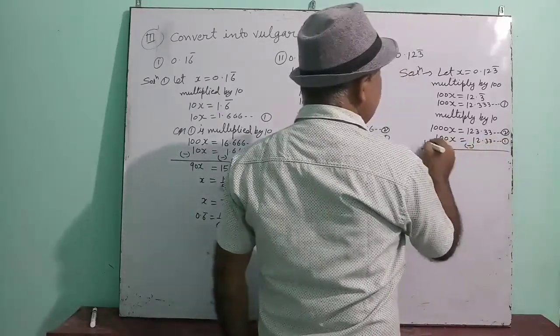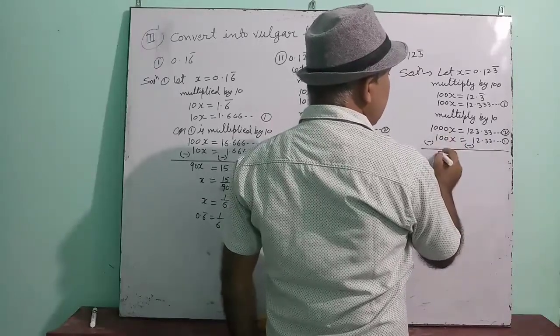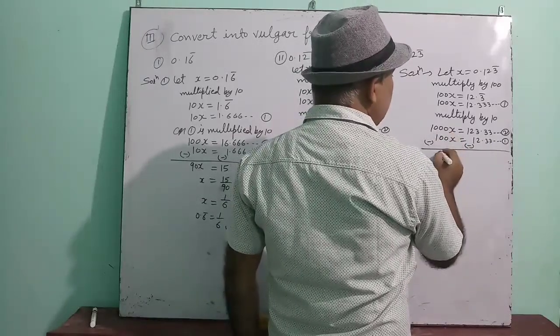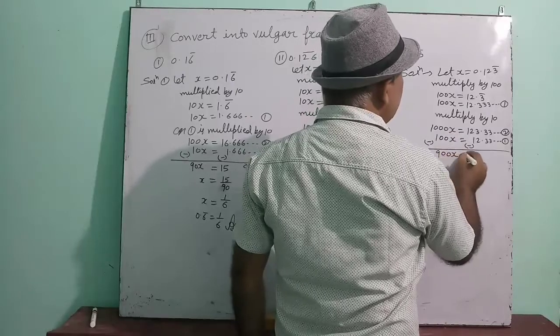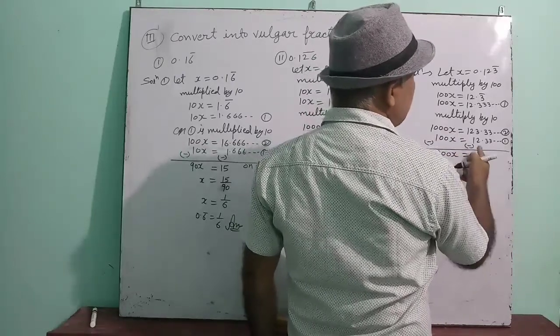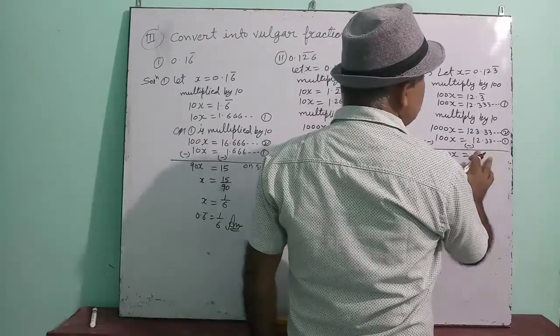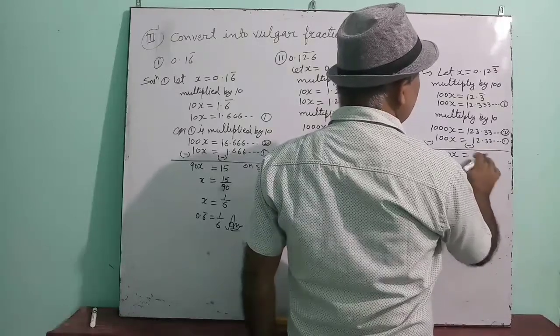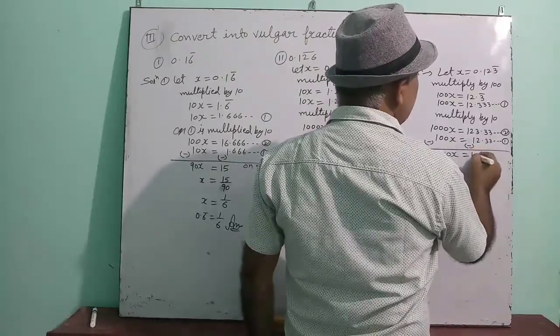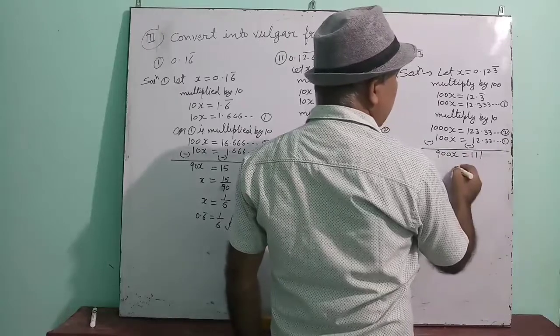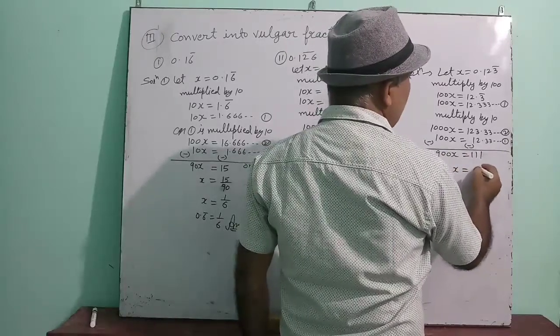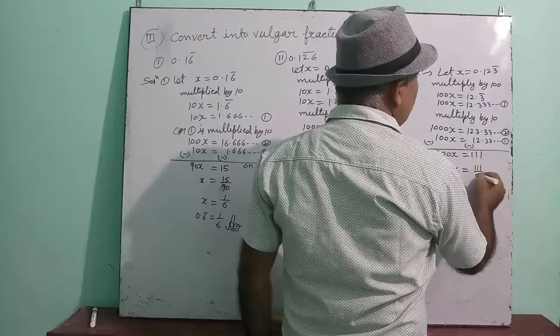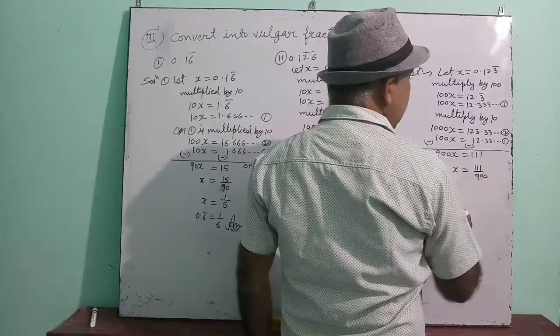Put here a minus sign. 1000 minus 100. 1000 minus 100 is 900. So 900x is equal to 3 minus 2 is 1. 12 minus 1 is 11. After the decimal all the numbers are 0. So it will be 111 upon 900.